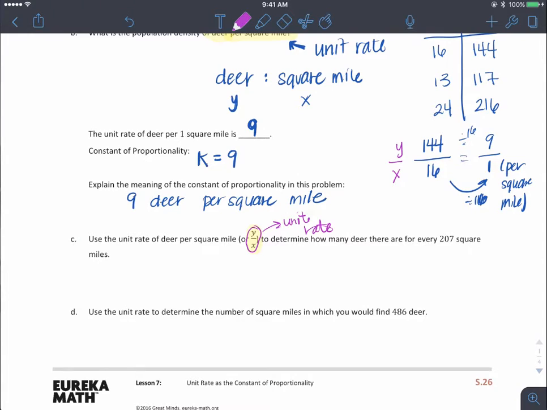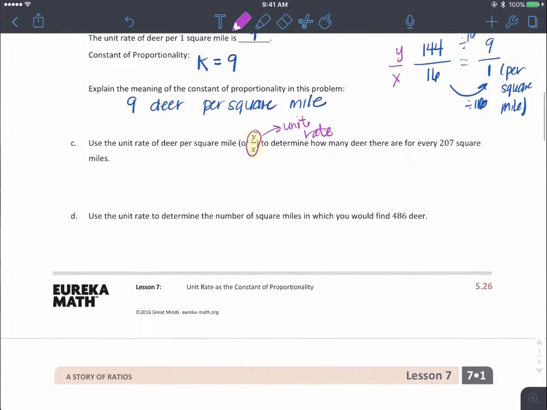Alright, so I'm going to let you guys do that on your own. And then you can also use that to find 486 deer. I'm going to give you a couple of minutes to do that. Let's go ahead and pause again.